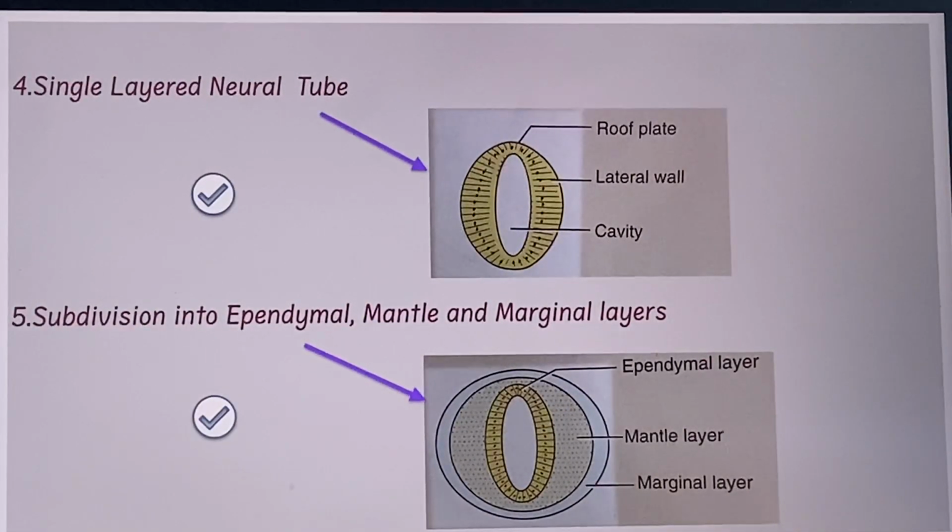So in this diagram, in the first diagram, it is shown that a single layered neural tube is formed. So what is happening next to it? The subdivision into ependymal, mantle and marginal layers happens in the lateral wall as well as on the roof and floor portion. No doubt the roof and floor portions are thin, but on further subdivision, the wall of the neural tube shows three layers basically from inner to outer side. So you can see in the first diagram, this is the second diagram.